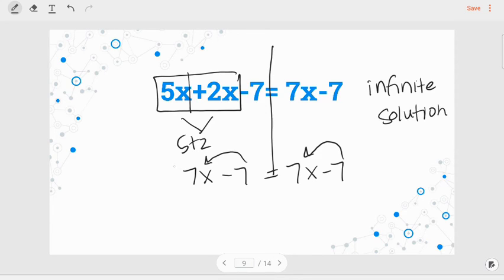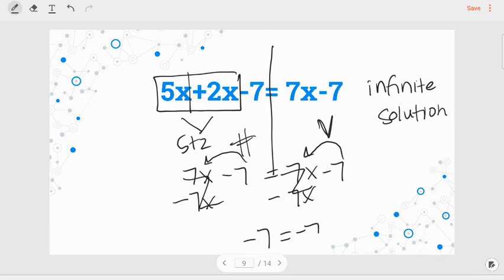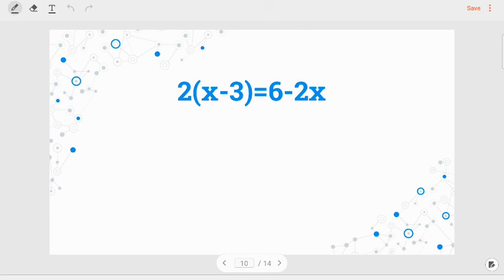How could I do this with algebra? I'm going to switch things up. Let's say this is my variable side and this is my number side. Okay, get rid of the variable. -7 equals -7. Hey, they are the same number on both sides. I don't even need to get it to 0 equals 0. Infinite solutions. Let's try one more. Let's draw our line.